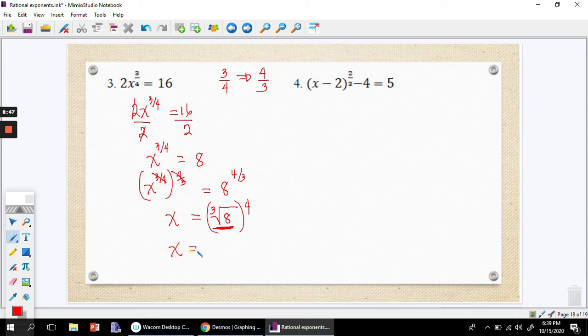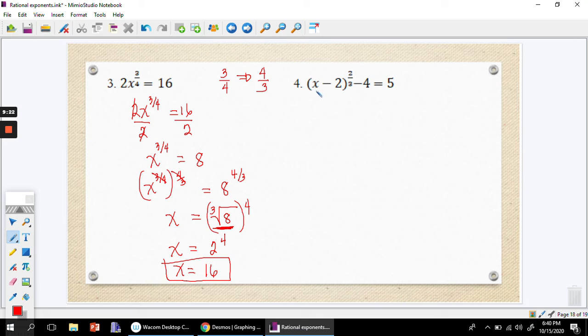So x is equal to, what is the cube root of 8? The cube root of 8 is 2, because 2 raised to 3 is 8, right? Okay, so this will become 2 raised to 4. x is equal to 2 raised to 4 is 2, 4, 8, 16. Right? Next, number 4. x minus 2 raised to 2/3 minus 4 equals 5.